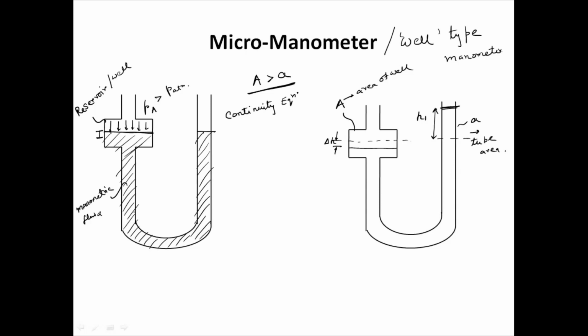Continuity equation. In this case, continuity equation means how much is coming down and how much is going up. So the volume coming down in the left arm limb, the volume A into delta H, is getting down. A into delta H should be equal to the small a into H1. That is the continuity equation we can write. So delta H, we are writing here, is A by capital A into H1.